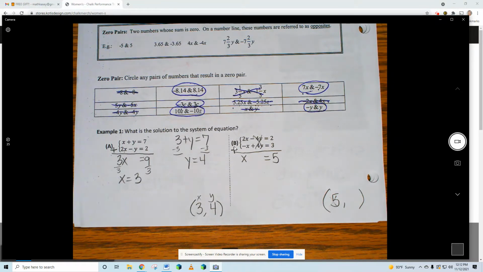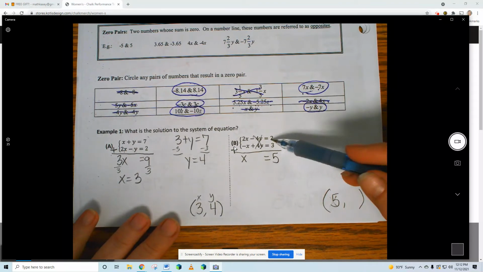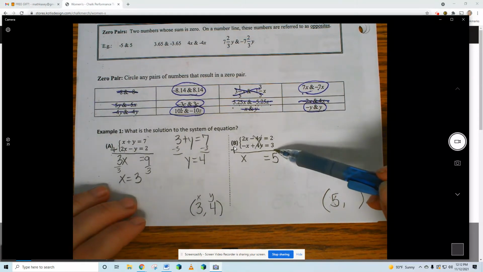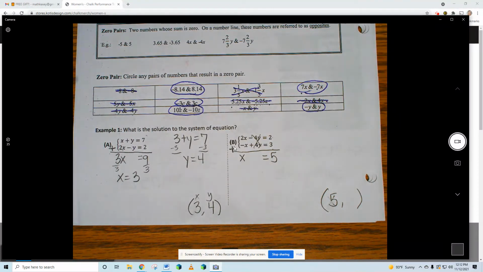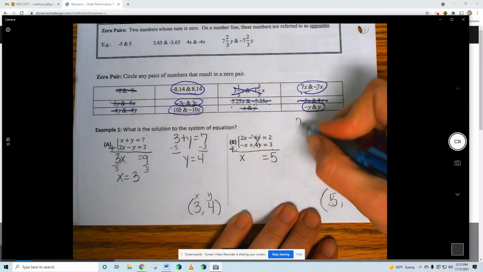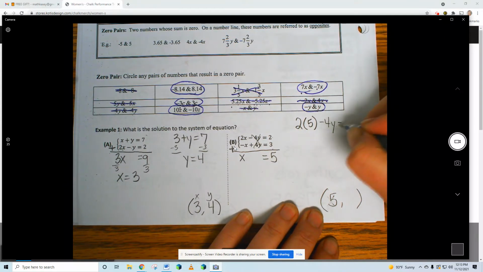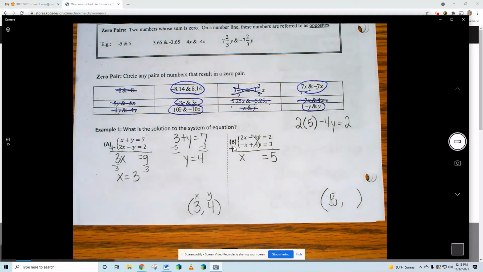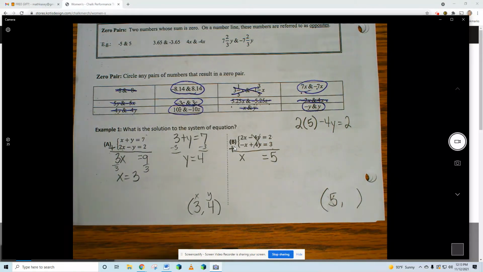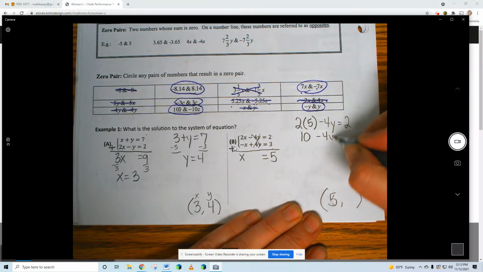So, replace this into one of my originals. What looks easier? The top original or the bottom original? The top. Jay, are you with me? Close your Chromebook. We're right here. Top, you said? Okay. 2 times, instead of x, please replace it with the 5. 2 times 5 minus 4y equals 2. And then we're going to simplify. 10 take away 4y equals 2.